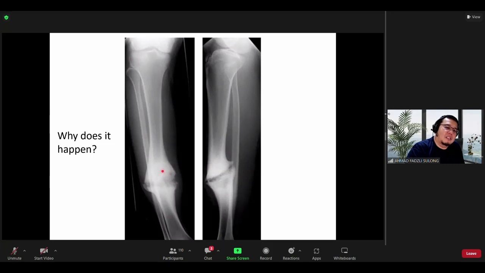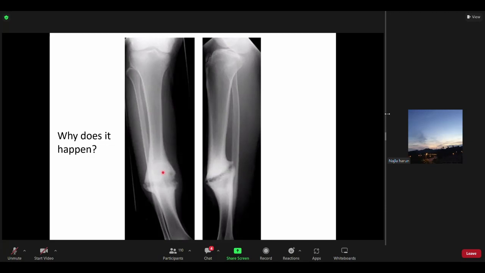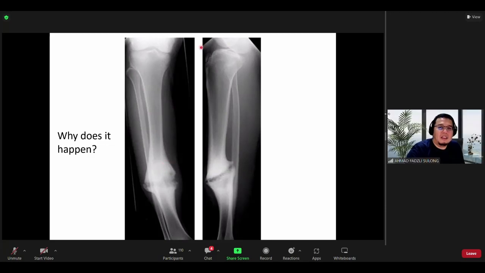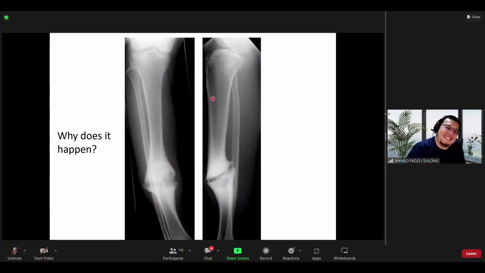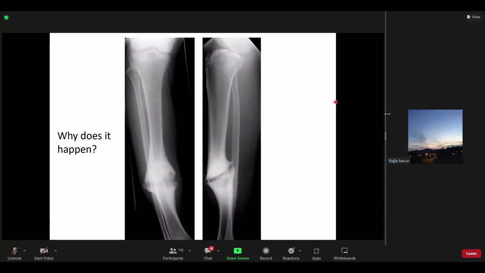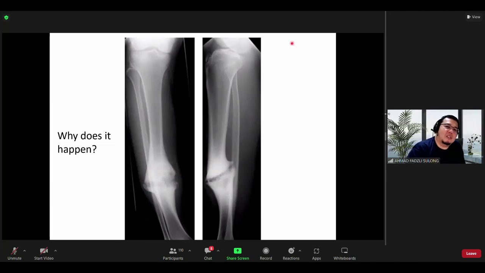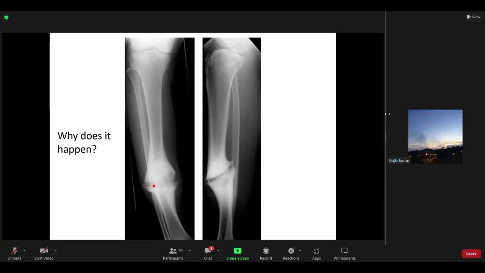Okay, so now, is this united or not? I think from the AP view tu nampak united. This one, united, okay. And lateral. InsyaAllah united. On lateral? United lah? On lateral aspect also united. United. So just now you said your definition of union is presence of bridging callus in 3 out of 4 cortices. Kan? Yes. Betul tak? Betul.